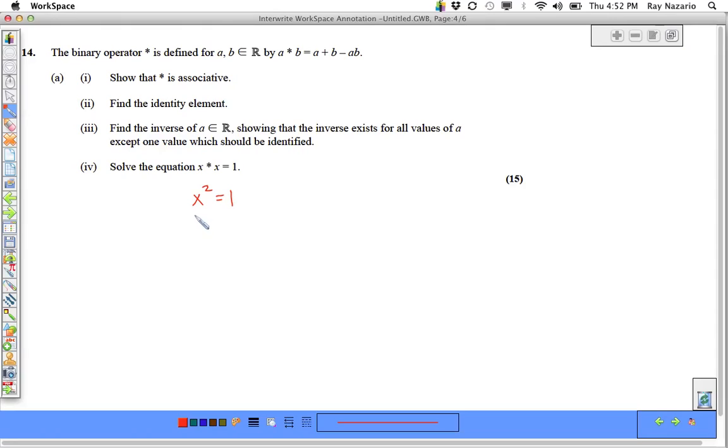I can multiply both sides by the inverse of x. So I'll say x inverse star x equals x inverse star 1. What happens here when since we've already, I guess this is important to say, this is actually what we have right now. We've proven that star is associative. That allows me to say that I can regroup them in this way.